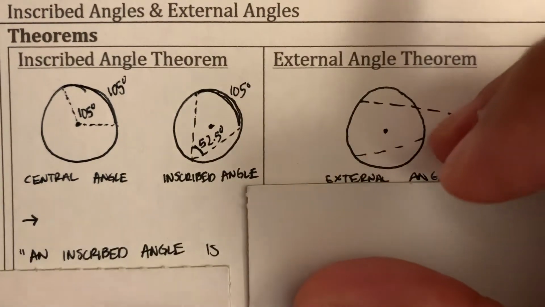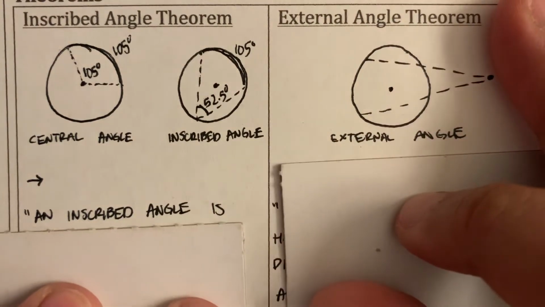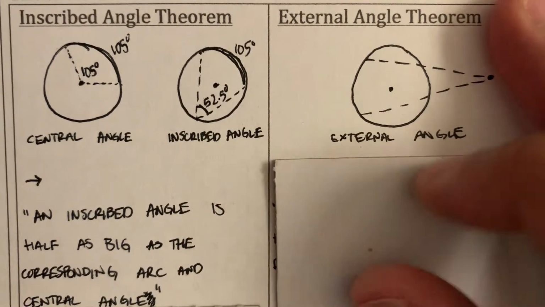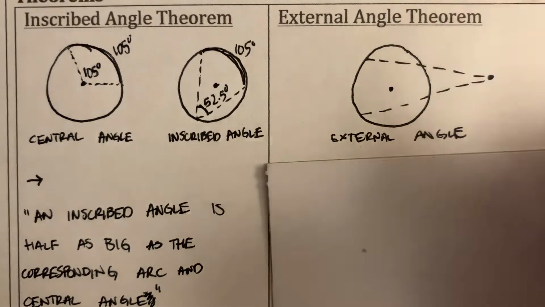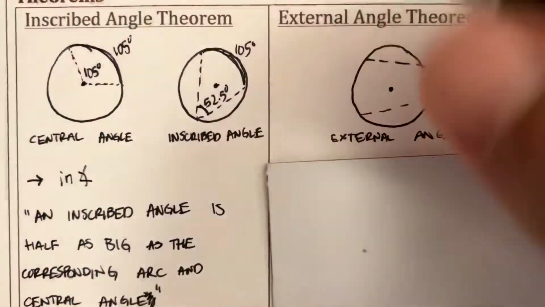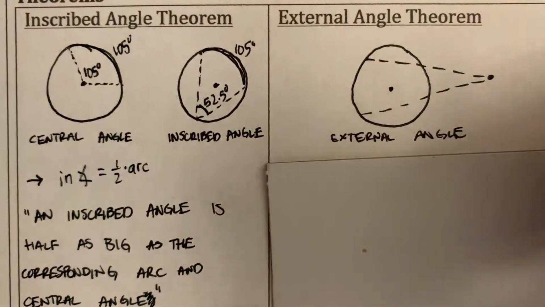Okay, so the inscribed angle theorem, in technical terms, says the inscribed angle is half as big as the corresponding arc and that central angle. So if we want to make some sort of equation for that, we can say the inscribed angle equals 1/2 times the arc. Okay, so you can use that.